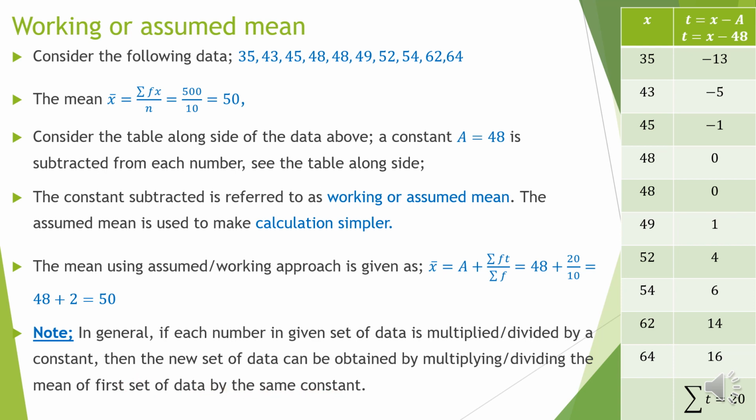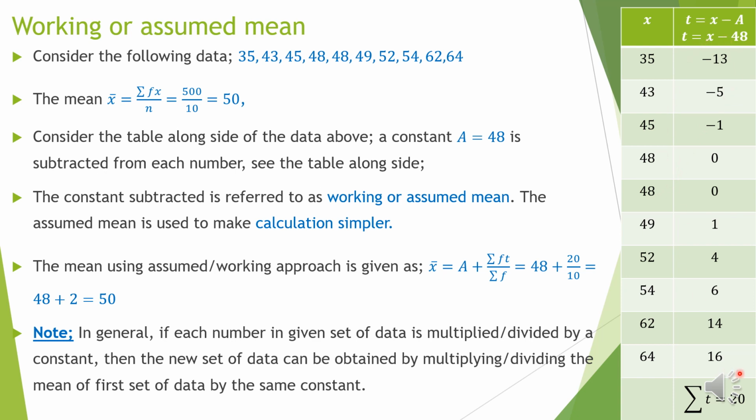Remember, we are using assumed mean to simplify our calculation. Remember this, that the assumed mean is usually taken to be the middle number. So if you are given a set of data and you want to choose which number to use as your assumed mean, choose the number on the column x that lies at the center of that particular set of data.